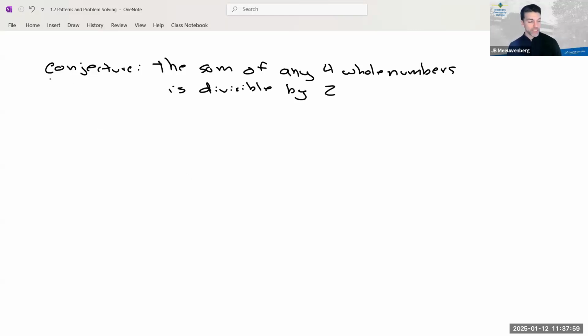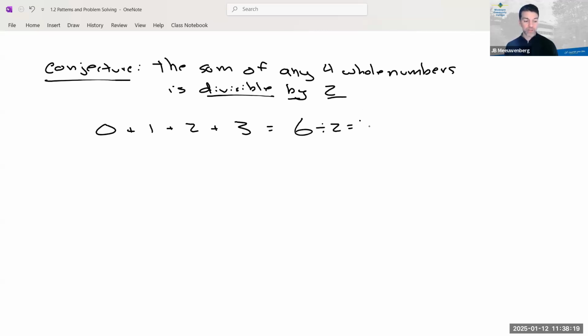So you might start this by just picking some numbers. So let's pick 0 plus 1 plus 2 plus 3. Sum of any 4 whole numbers is divisible by 2. So if we add those up, what do we get? 6. Is 6 divisible by 2? Well, 6 divided by 2 is 3. As long as you get a whole number answer, then yes, it is. So that checked out.